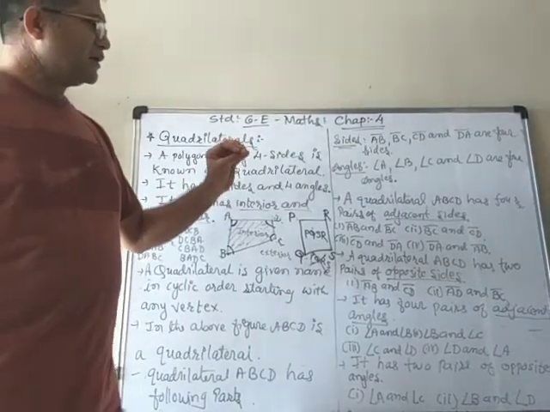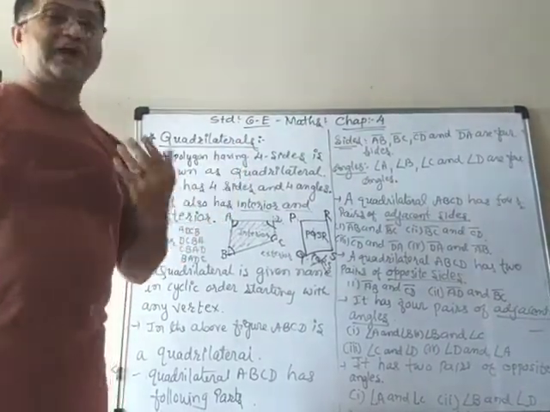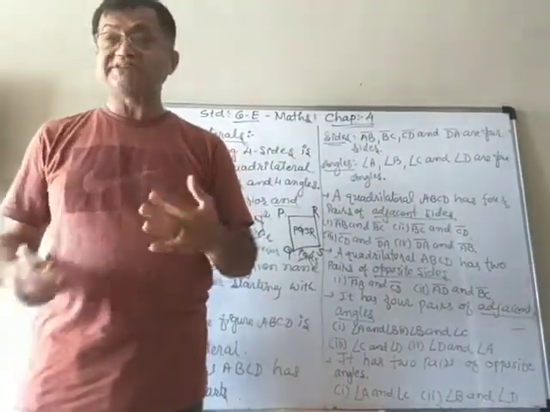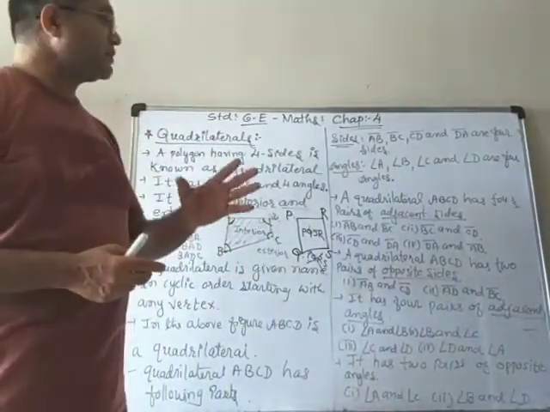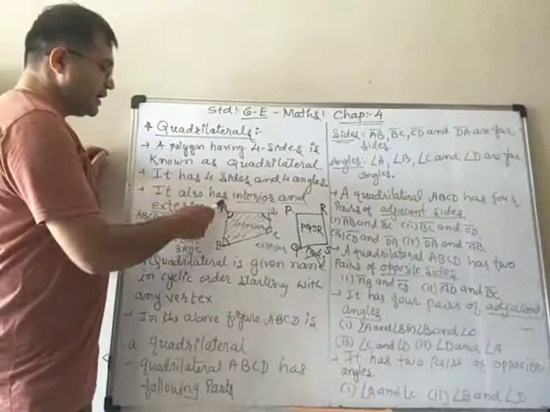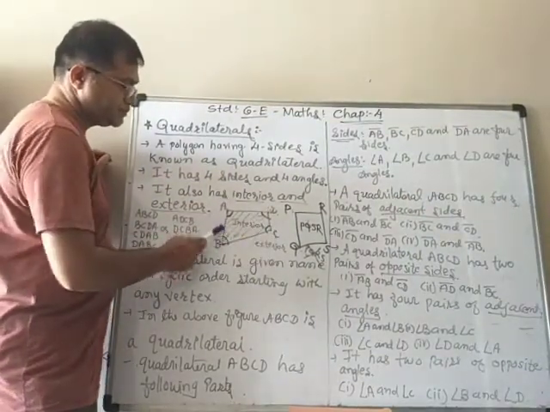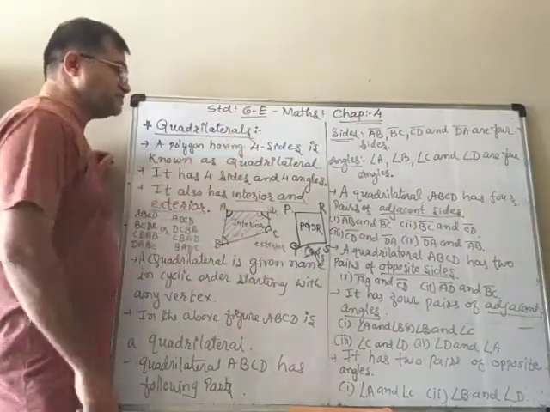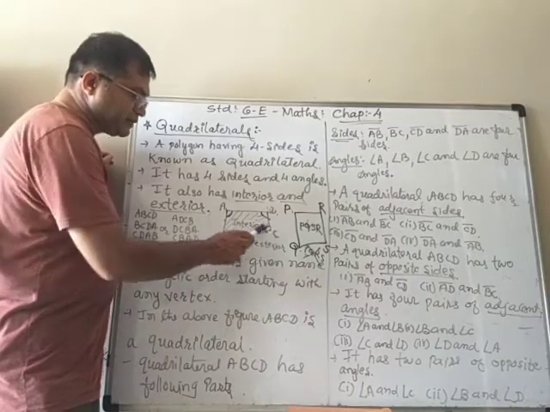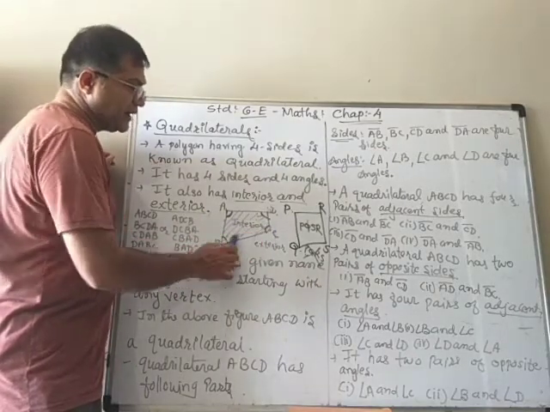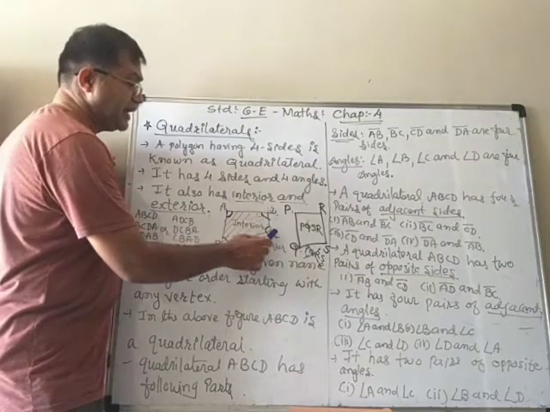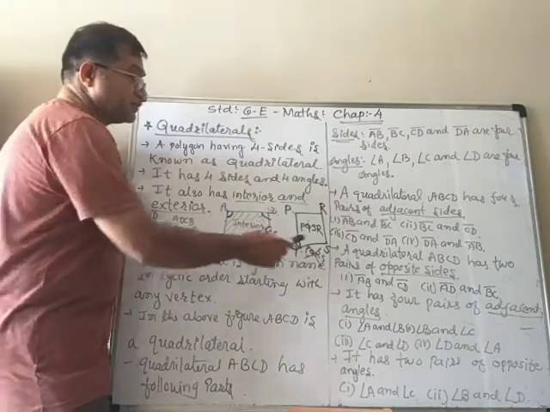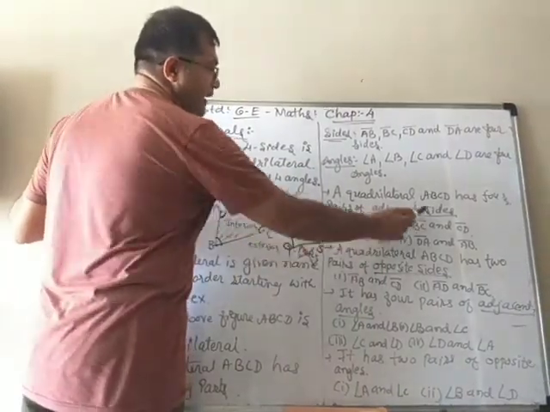Now, a pair of sides can be adjacent sides or opposite sides. Adjacent sides means those which come next to each other. You can see that AB and BC are neighbors. They are not opposite. They have a common point B. So there are four pairs of adjacent sides here. Line segment AB and line segment BC, line segment BC and line segment CD, similarly line segment CD and line segment DA, and line segment DA and line segment AB.